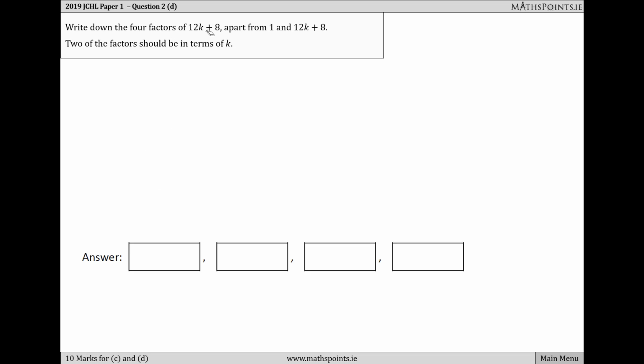So in 2 part D, we've been given the algebraic expression 12k plus 8, and we've been asked to find 4 factors of this expression. So clearly 1 is a factor, and 12k plus 8 is a factor. We've already gone through that a number always has factors of 1 and itself, but we need to find the other factors. And so we're going to use the common factor method of factorizing to find 4 other factors.